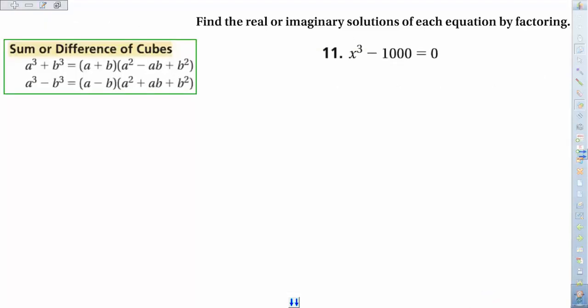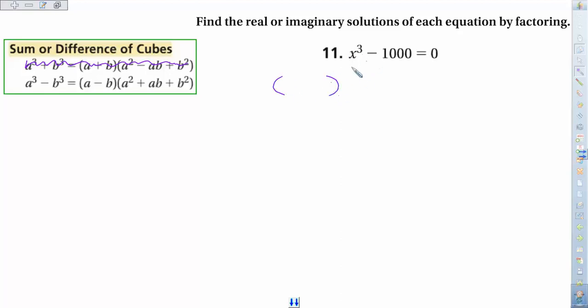So let's take a look at number 11. I think I assigned this problem in your homework. And this has a very distinctive look here, x cubed minus 1,000. Do you see which one it fits here? Definitely not a sum of two cubes, but definitely a difference of two cubes. So let's take a look at how this goes down. Your first factor portion of this difference of two cubes is the cube root of each one of those two terms in that binomial.